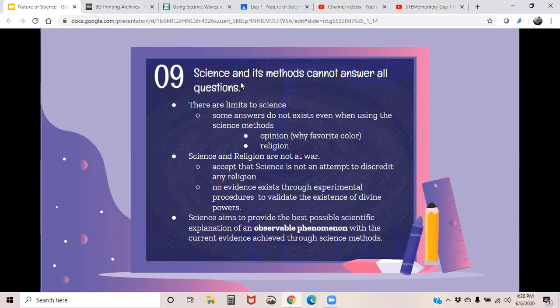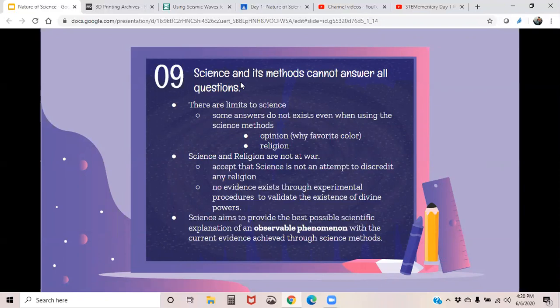Religion is another thing here, right? To kind of validate that a God exists is outside the ability of science methods. We cannot perform any experiment or collect any observational evidence to really get enough evidence to claim any theories about religion. And so another thing that's addressed in the article that I think is important to understand and communicate with students, especially when they ask questions about it, is that science and religion are not at war. People need to accept that science is not an attempt to discredit any religion, and that no evidence exists through experimental procedures to validate or to discredit the existence of any divine powers.